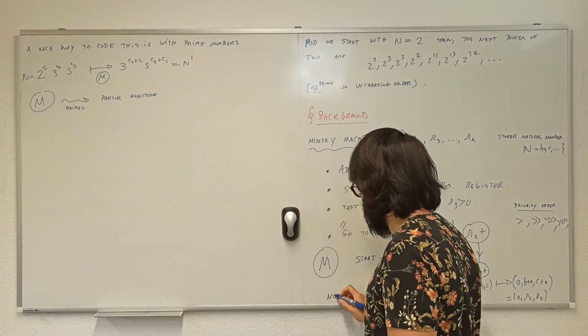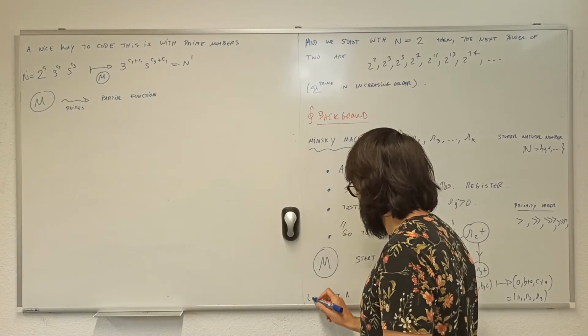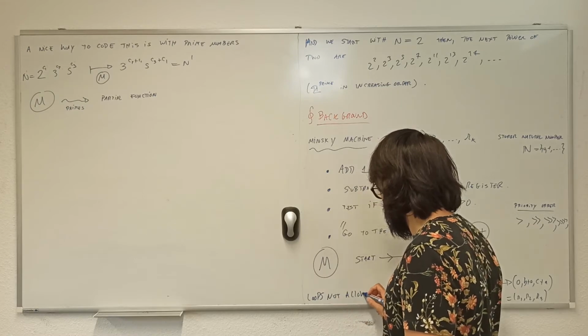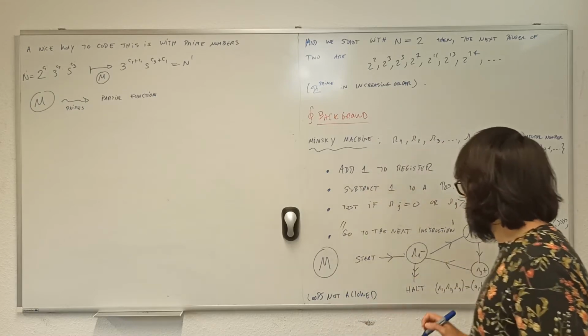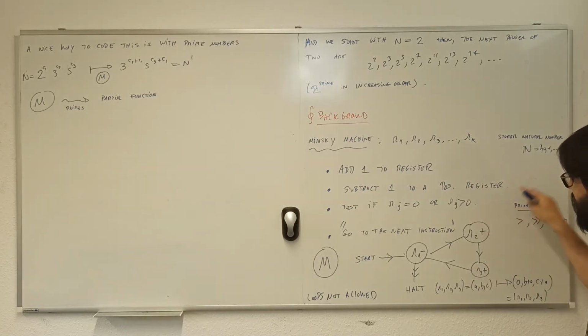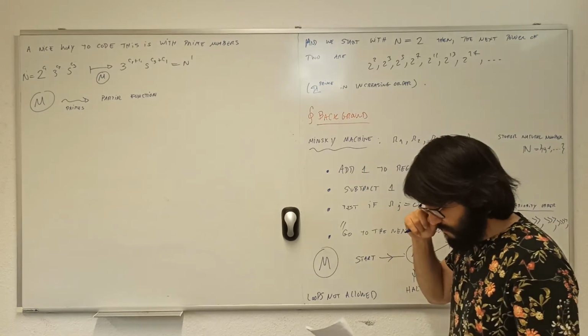Loops not allowed. Okay, if you want to loop something, you don't put an arrow like this. You just go from the same, and you put a copy of the same node here, and just go from one node to the other.